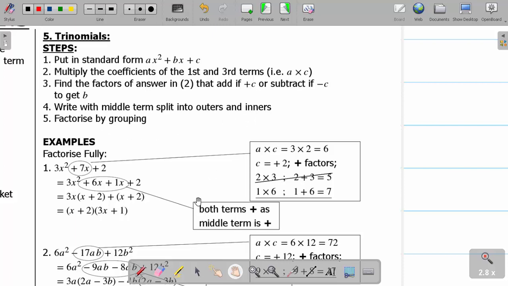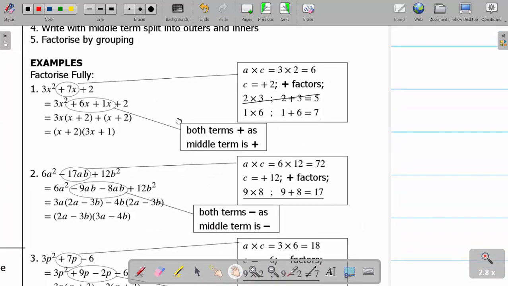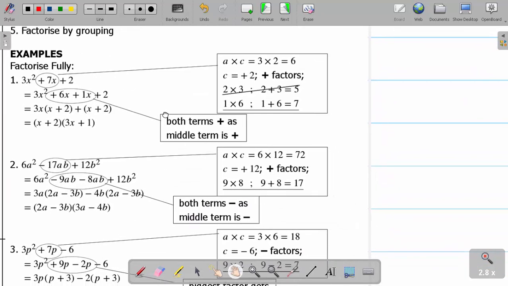Okay, here we go. Take an example of 3x squared plus 7x plus 2. Let's do it together here. We have 3x squared plus 7x and then plus 2.